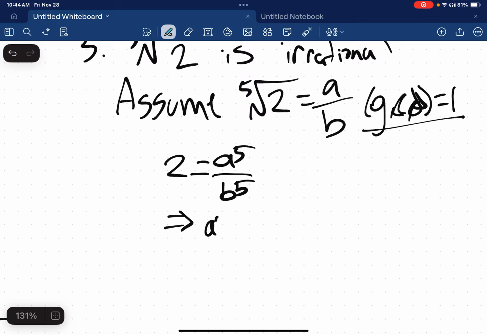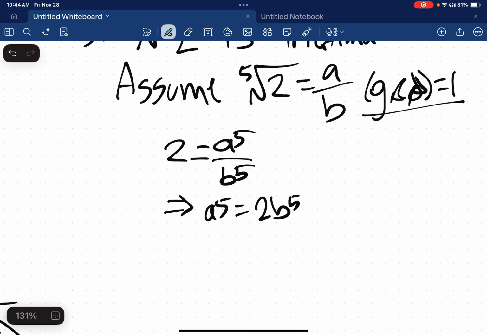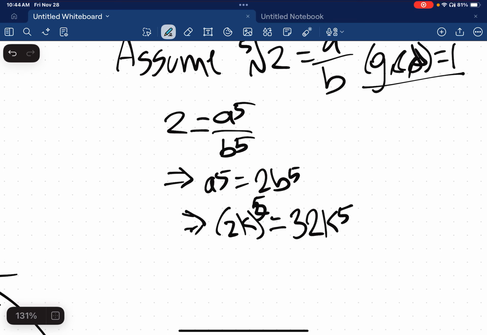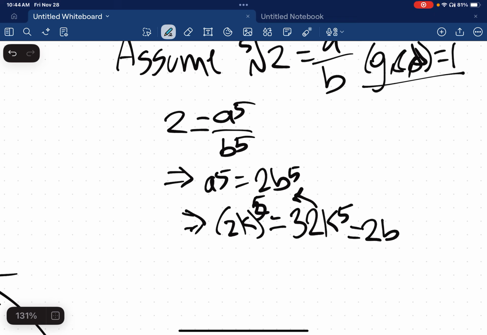This means that a to the fifth is equal to 2b to the fifth. So that means that a to the fifth is even. So we can write a as an even number, which will be 2k here, which is, oh, that's to the fifth, sorry, which is equal to 32k to the fifth, which according to what we said earlier is equal to 2b to the fifth. And after dividing, you get 16k to the fifth is equal to b to the fifth.